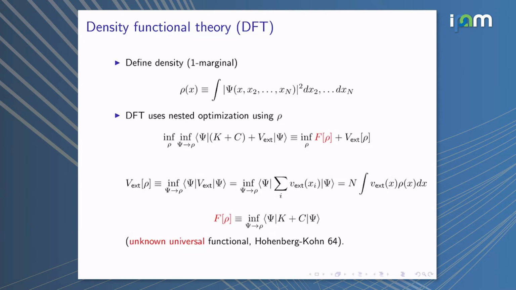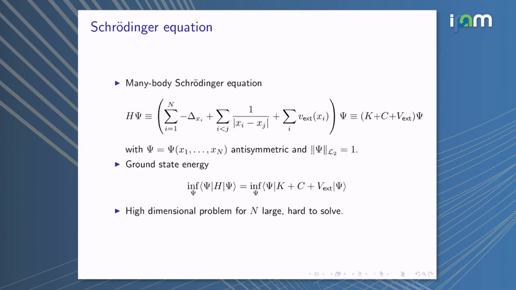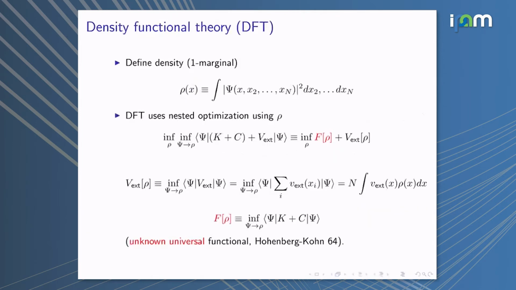Now, the DFT approach tries to solve the minimization problem that we have on the previous slide, which is a minimization over this high-dimensional wave function, in 2 steps. The first step is that you want to find the single particle density rho, and then you want to minimize over all the high-dimensional wave functions which give you this electron density rho. This is the same objective, right? So you formulate the high-dimensional optimization problem into a nested optimization problem.